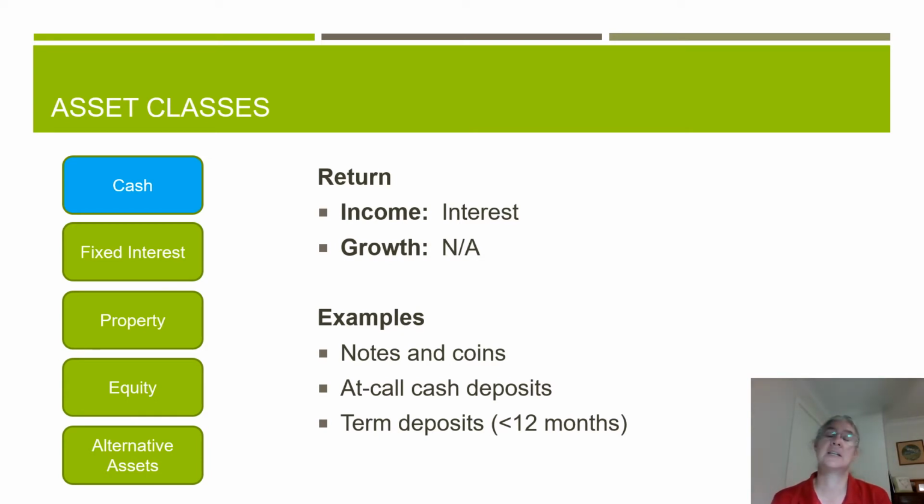So we were discussing in the first video what we wanted from our investments. We were looking for capital growth and we were looking for an income. So cash is going to give us income in the form of interest, but it won't grow itself. So examples of cash: just cash in your wallet, notes and coins. You could have at call deposits, or you could have term deposits, so less than 12 months. So we can get a little bit of interest from these. Okay, so that's our asset class, cash.